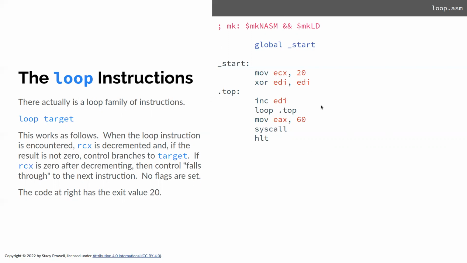So over here is some example code that uses loop. This is not our program. This is just a little example program. So I put 20 in ECX, which actually puts 20 in RCX because of zero extension.